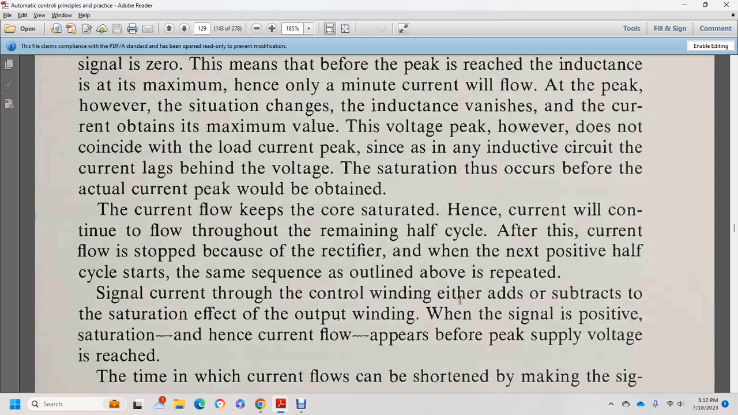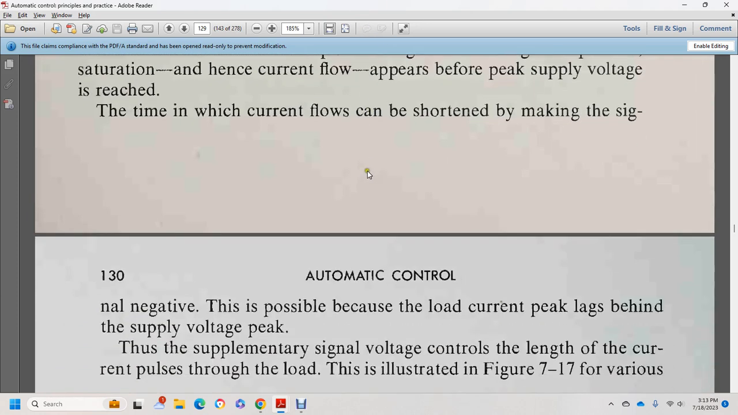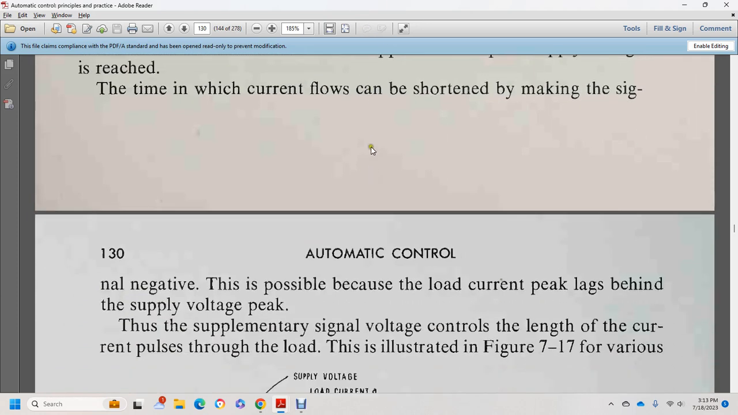A signal current through the control winding either adds to or subtracts from the saturation effect in the output winding. With the signal, saturation leads to current flow that appears before the peak of the supply voltage is reached. The time in which the current flows is shortened by making the signal negative, and because of the load current, the peak lags behind the supply voltage peak.